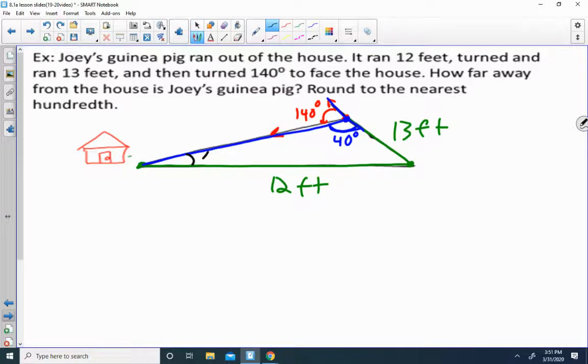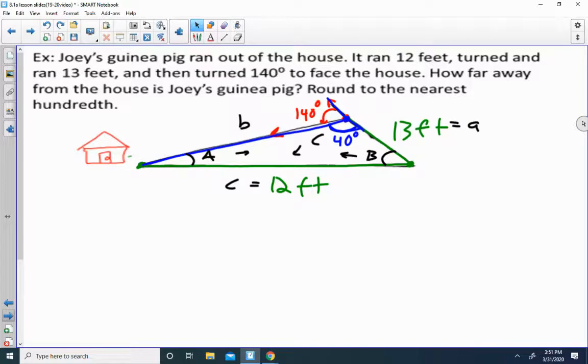And again, go ahead and do labeling. This is big A, big B, and this is big C. So that makes that side little a, this side is little c, and that side is little b. So now, go ahead and do what you got to do. Find out what little b is. What is the distance from the guinea pig to the house? Go ahead, do the rest from there, and then I'll show you the answer.